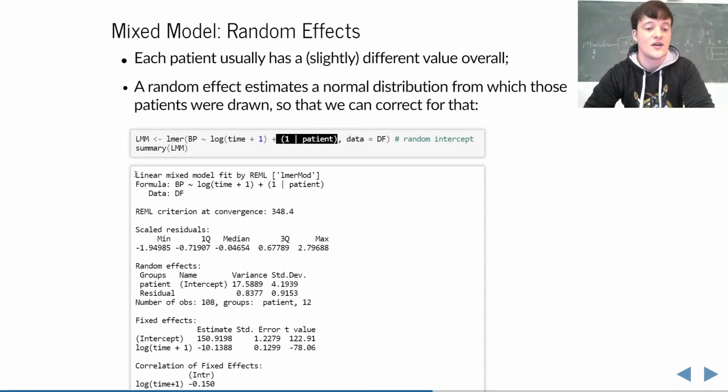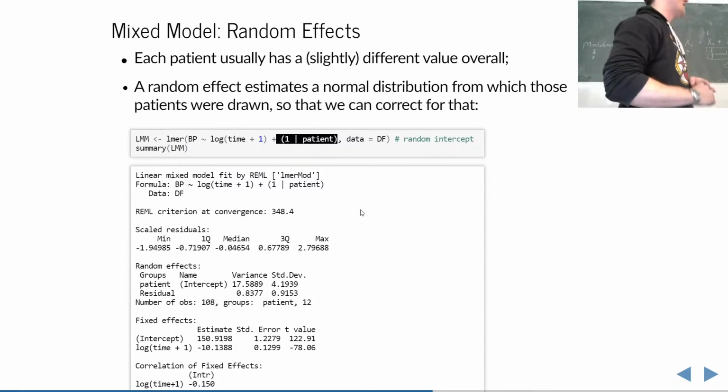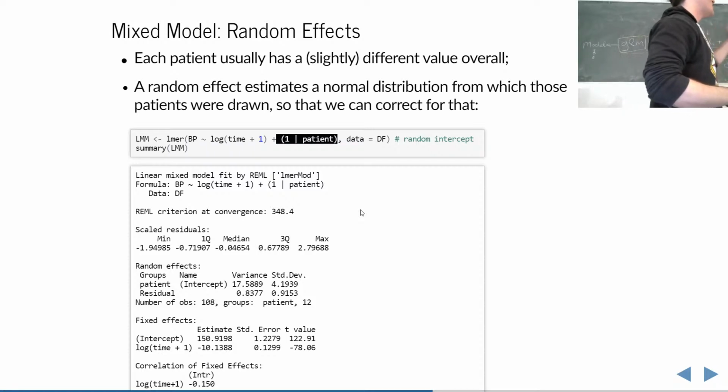So first it says what it did. So it said, okay, this is your formula. That's what I've written here. This is the data that I'm going to get these variables from. And then it says REML criterion at convergence. So it starts with the worst thing to explain. REML is restricted maximum likelihood. That is the way that a linear mixed effects model is estimated. It can also be done with something called the ANOVA method, which is another annoying name because it has nothing to do with ANOVA.